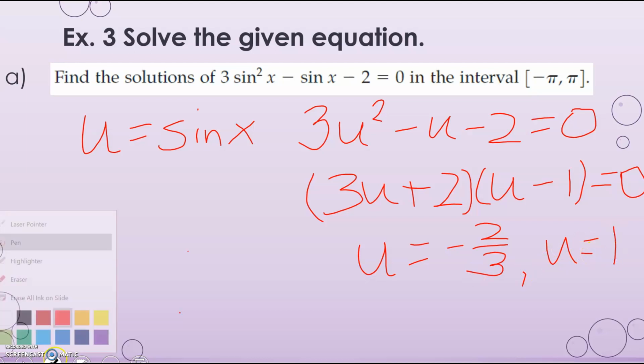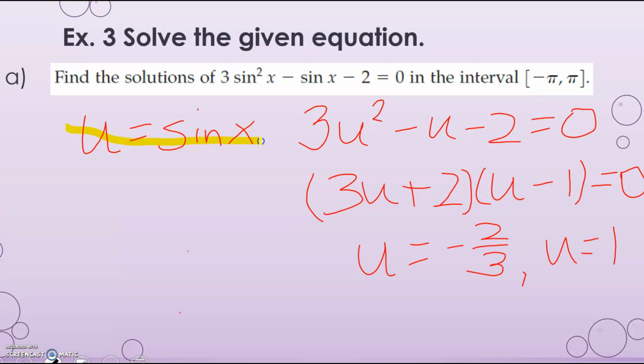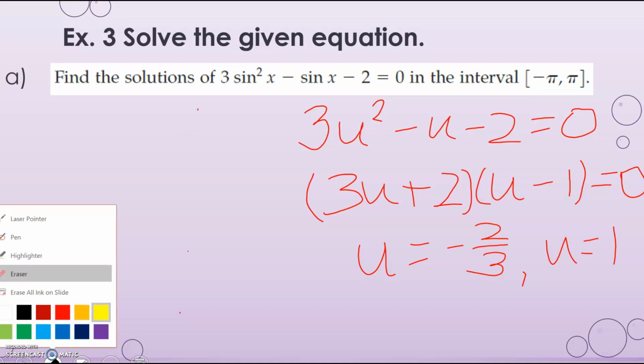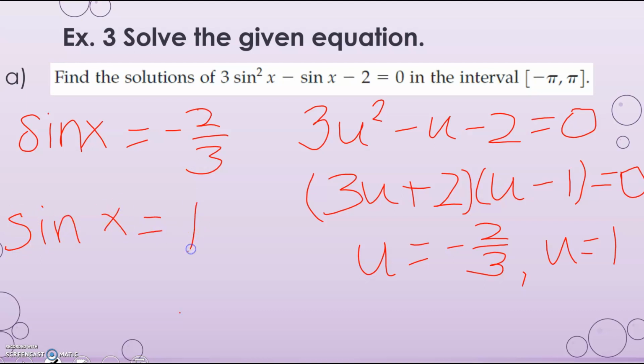Now, keep in mind, what does u stand for in this particular question? Remember how we set it up, u originally stood for sine of x. So what we need to do now is go back and replace all the u's with sine of x. Okay, so sine of x is then equal to negative 2 over 3, and sine of x is equal to 1. I'm going to erase all of this here.